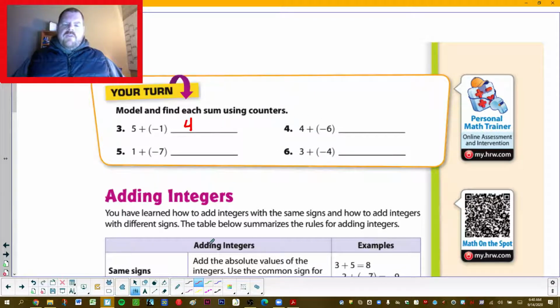Okay, for number 4, I have 4 positive counters, and I have 6 negative counters. All of these will give me 0 pairs. Okay, and I'm left with two negative counters left over.